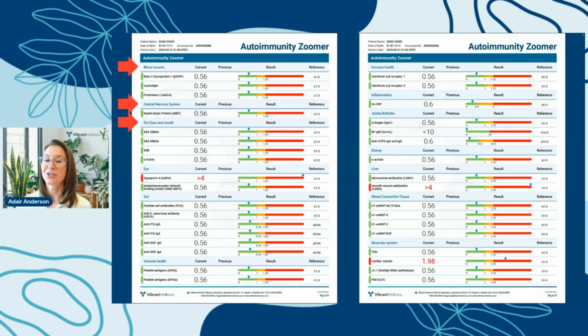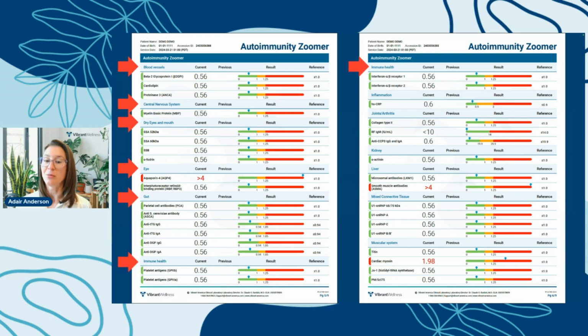The markers listed under dry eyes and mouth are the Sjogren syndrome-related antigens: SSA 52 kilodalton, SSA 60 kilodaltons, SSB, and alpha-fodrin. The Autoimmunity Zoomer also includes the eye antigens aquaporin 4 and interphotoreceptor retinoid binding protein. Gut antigens include markers used to diagnose celiac disease, tissue transglutaminase, TTG, and deamidated gliadin peptide, DGP, as well as parietal cell antibodies and antibodies to the yeast Saccharomyces cerevisiae.